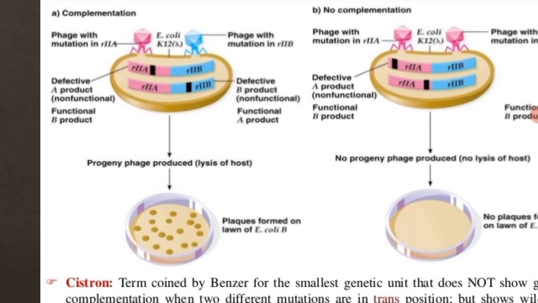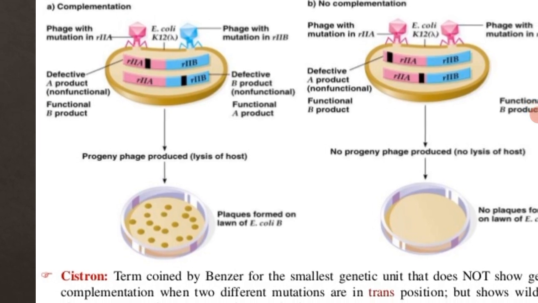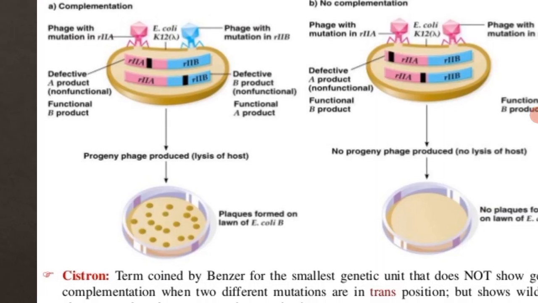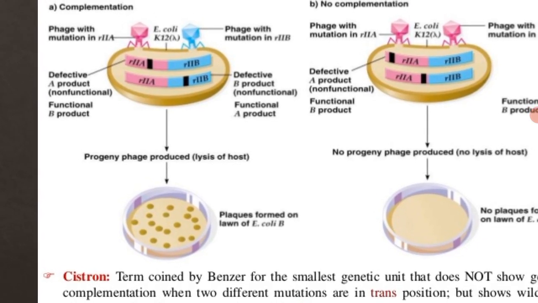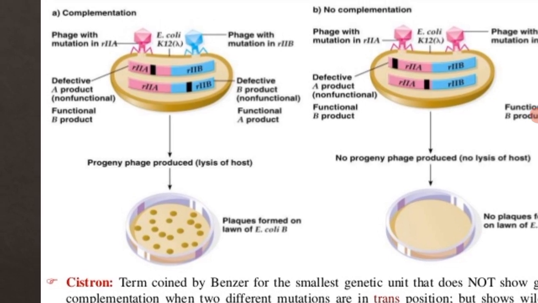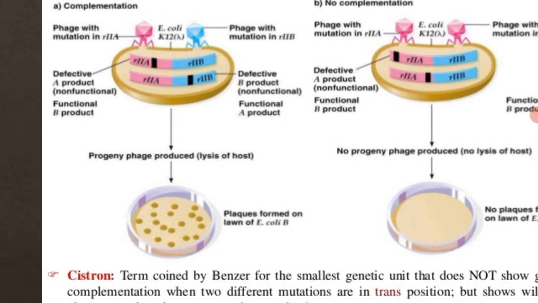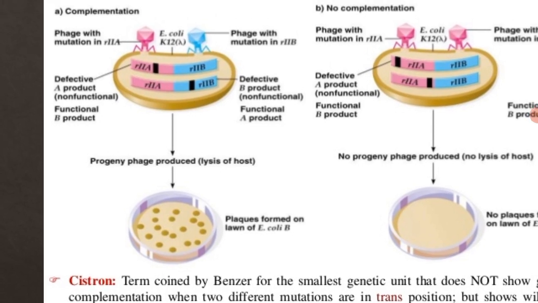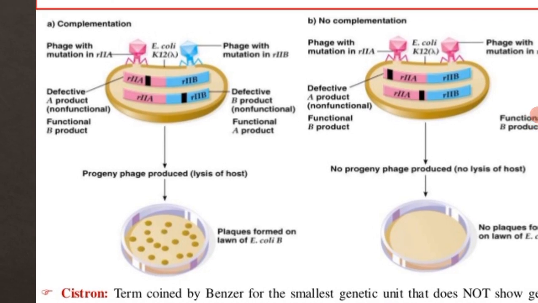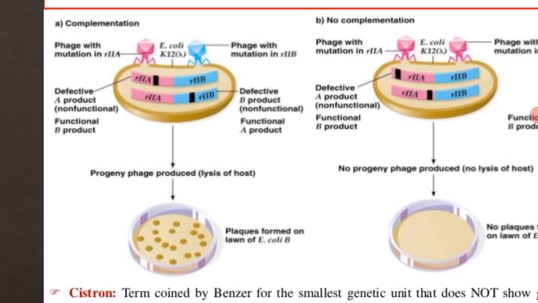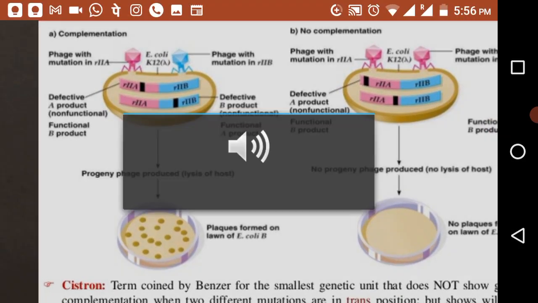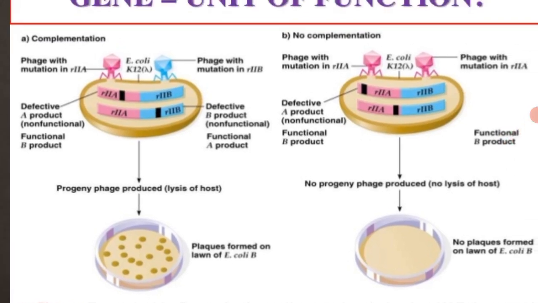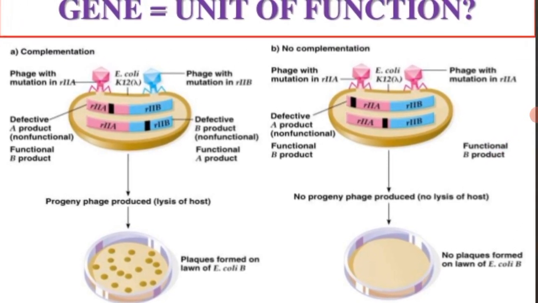because in the R2A mutation, you can see a black coloration, so the black line is indicating the mutation, right? We just studied in the previous slides that the black color indicates deletions or point mutations, right? So the black color is present in R2A, so it is mutated in that portion, so it will produce the defective A product, a non-functional A product, right?